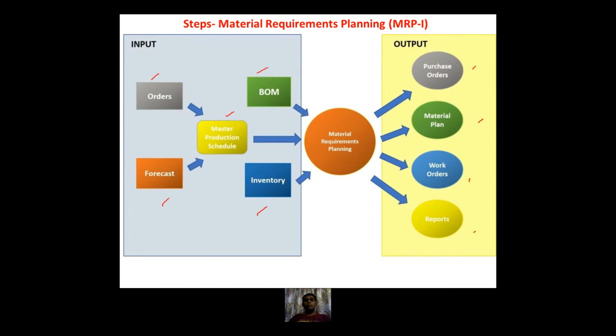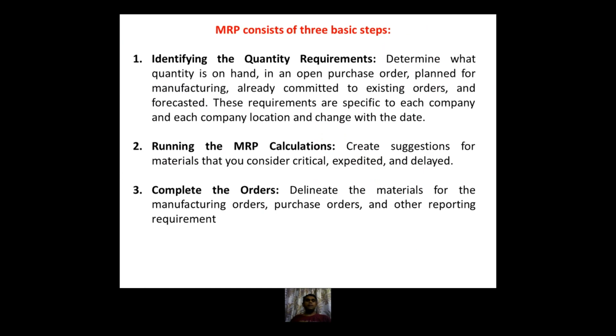Now, this MRP system, that is materials requirement planning system, MRP1, works in three steps. We discuss about these three steps. First step is identifying the quantity requirements. So in that step, determine what quantity is on hand, in an open purchase order, planned for manufacturing, already committed to existing orders and forecasted. These requirements are specific to each company and each company location and change with the date.